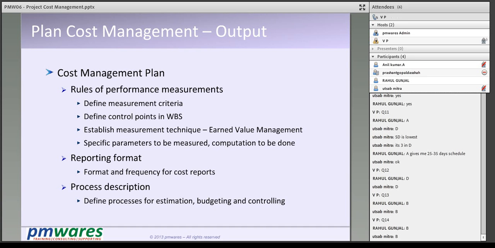We should put up how we're going to measure the performance of the project. What is the criteria for that? Like in the schedule management plan, same here. What will be our reporting format for reporting the cost performance? What are the processes of estimating? What kind of tools, techniques we are going to use for estimation, budgeting, and controlling?